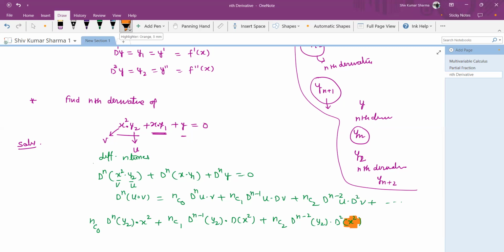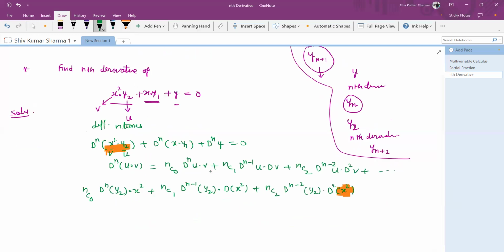Now we do not write, or there is no need to write the further terms, because the derivative of x square, 2 times the derivative of x square is constant, so the further derivative will be 0. So further terms will be 0. So we stop the Leibniz theorem for the first term here.